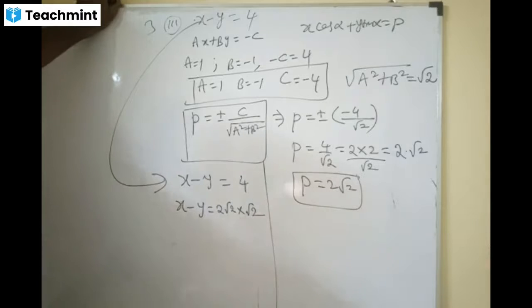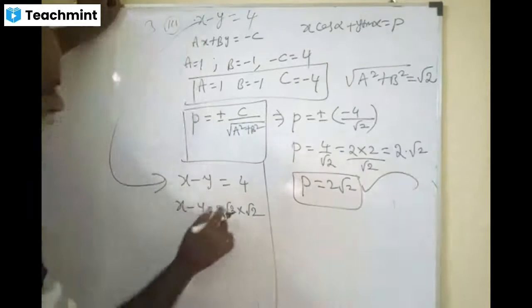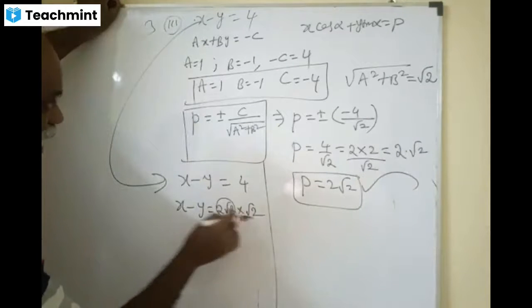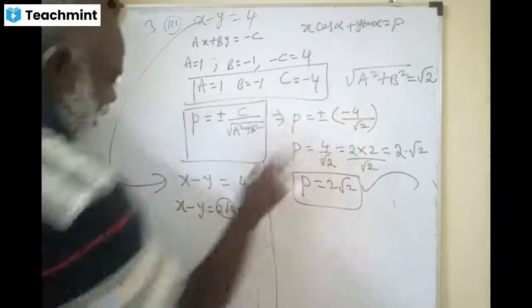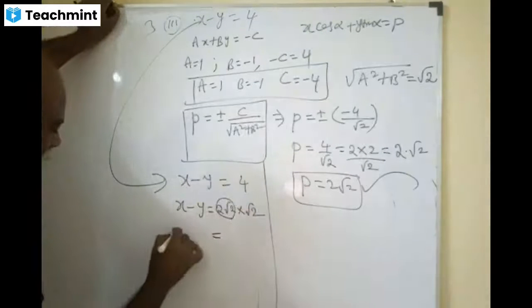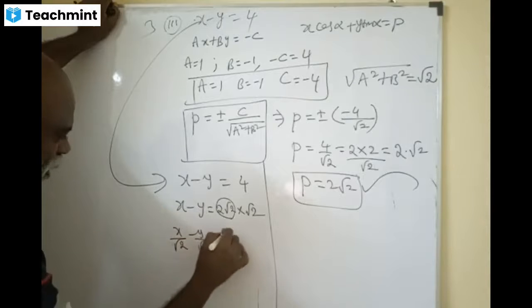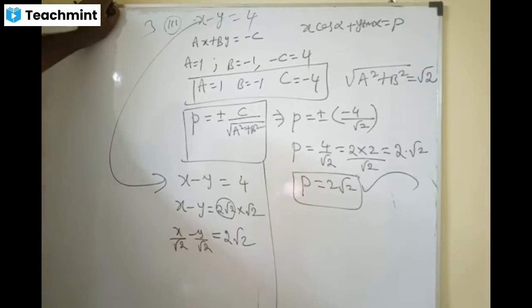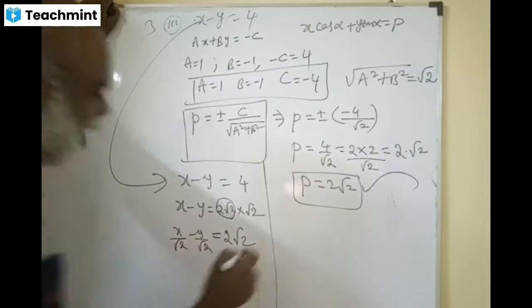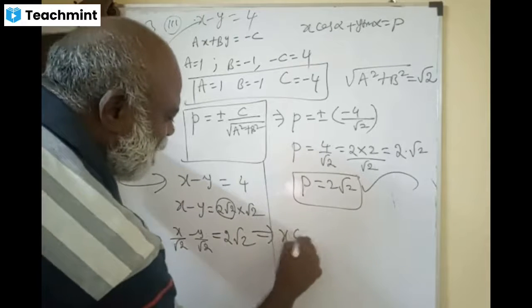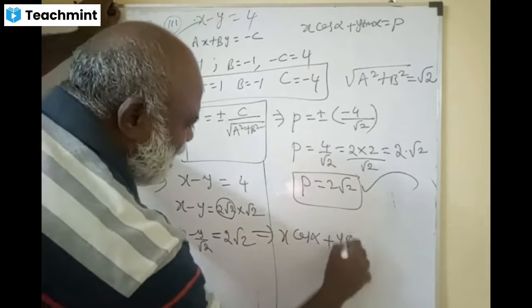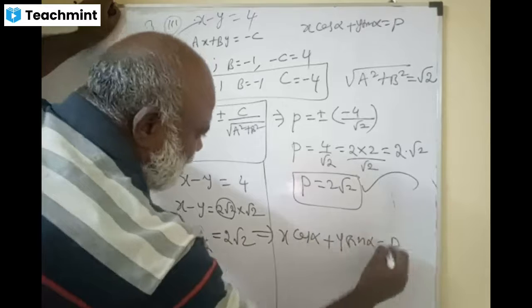Now you are ensuring that P is 2 root 2, so divide with root 2 on both sides. x by root 2 minus y by root 2 is equal to 2 root 2 by root 2. So friends, this is equivalent to x cos alpha plus y sin alpha is equal to P. Yes or no?